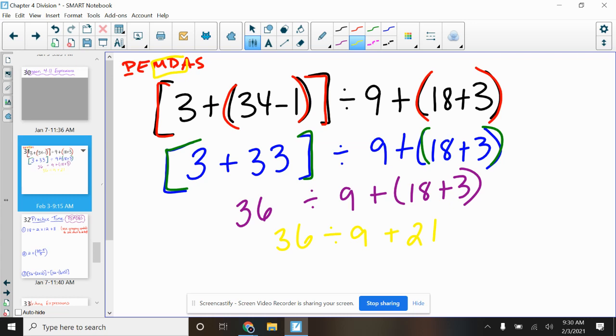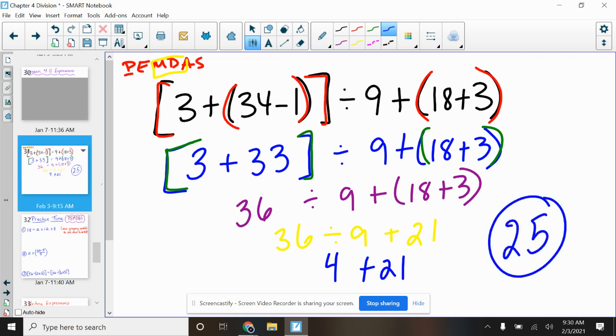36 divided by 9. Which is? 4. And then drag down your other stuff. 4 plus 21, everybody is? 25. That's why your answer for that problem was 25, okay? So does that make sense now? Yeah. So if you see those little bracket things, don't have a panic attack. Just know that that's just another set of parentheses, okay?